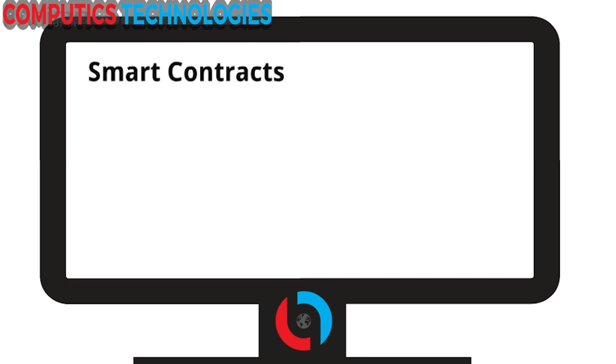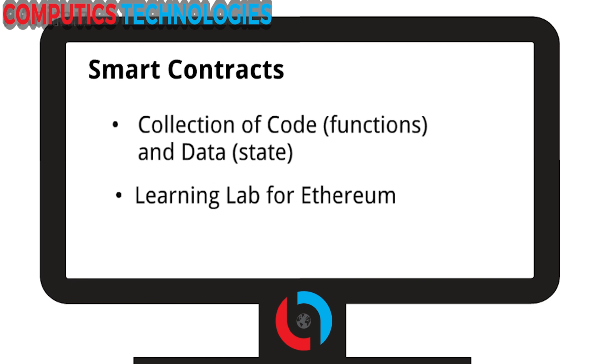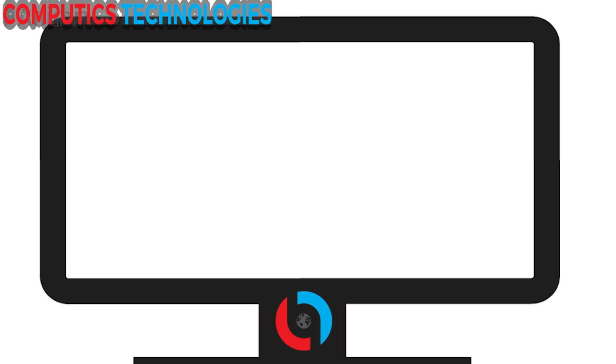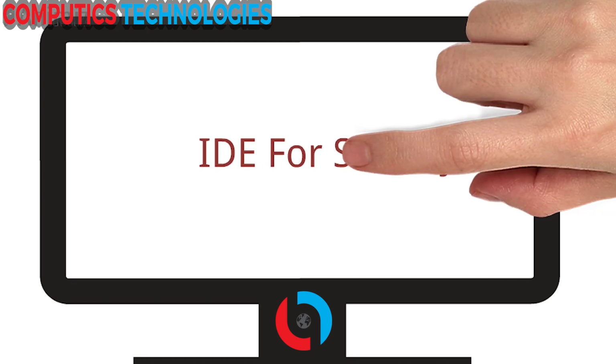What is a smart contract? A smart contract is simply a program that runs on the Ethereum blockchain. It's a collection of code, its functions, and data, its state, that resides at a specific address on the Ethereum blockchain. Now, as we have found out the basic definitions, we need to go ahead.